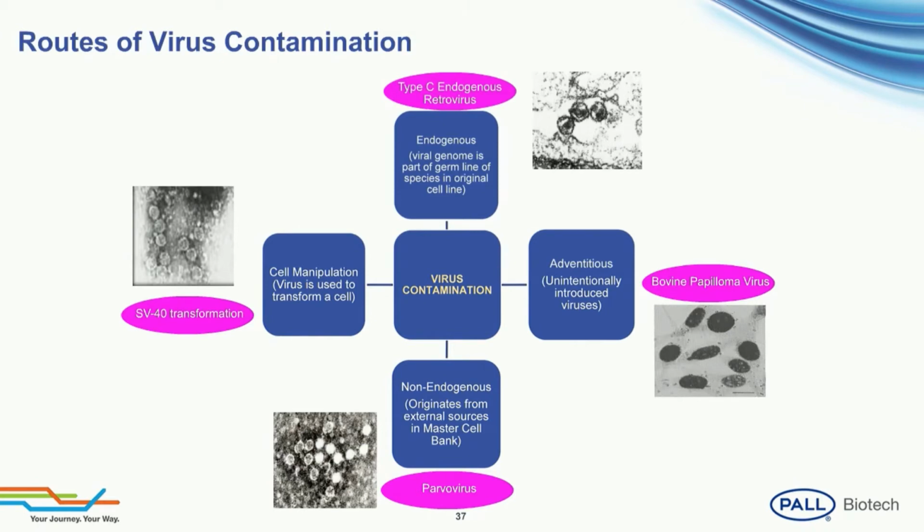risk mitigation strategy. In case of adventitious viruses like BPV, bovine papilloma virus, these are unintentionally introduced through raw materials such as serum, for example. Another possible route may be where a virus is used to transform a cell, and for example it is poliovirus or SV40 transformation. And in case of non-endogenous viruses like parvoviruses, the greatest risk of contamination comes from the cell bank itself.